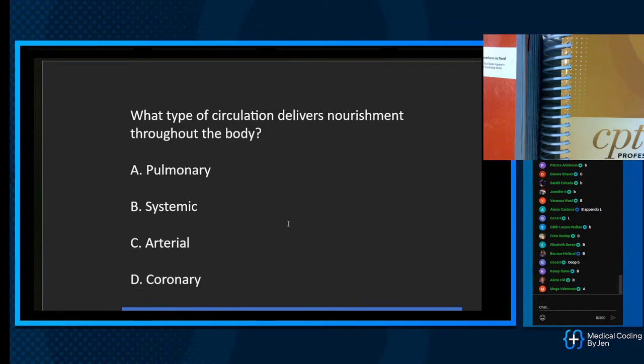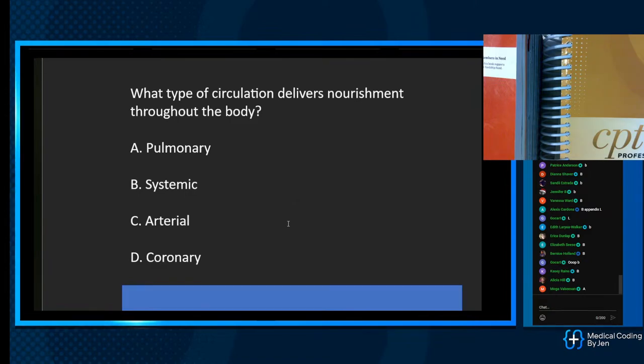Which type of circulation delivers nourishment throughout the body? Pulmonary, systemic, atrial, or coronary? Good job, Mogan. What type of circulation delivers nourishment to the body?